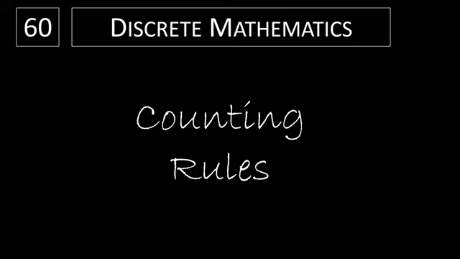We're going to switch gears now, and we're going to start talking soon about probability. But before we talk about probability, we want to talk about calculating the number of ways that something can happen. And so in this video, we're going to take a look at counting rules.